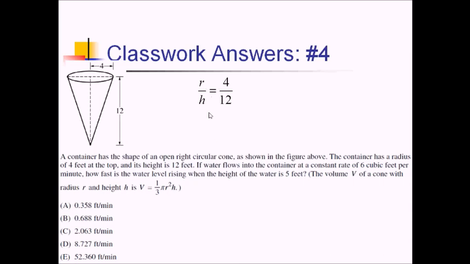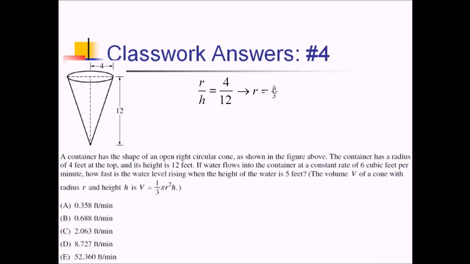And now that we've got this proportion, we're going to go ahead and isolate one of these variables. I want everything in terms of H eventually, so that means I have to isolate R so that I can substitute in for the R in this equation with something else. So to do that, I'm just going to multiply H to the other side, so that's 4H over 12, which I'm just going to reduce to H over 3.